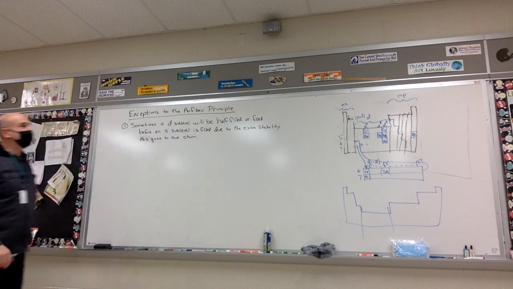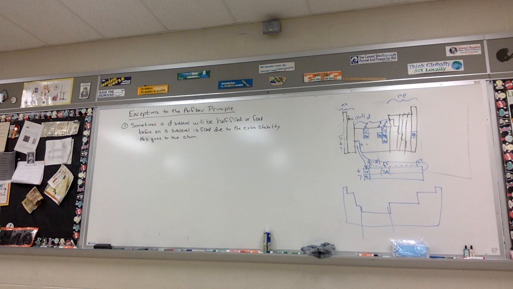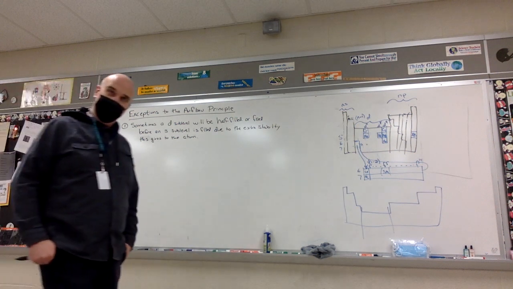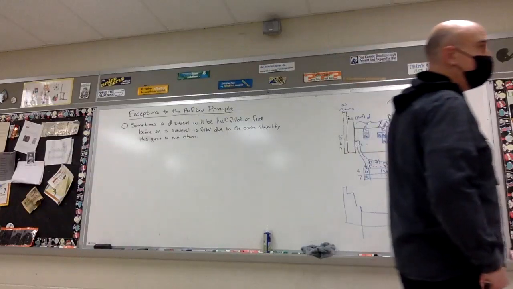All right, so the first exception to the Aufbau principle that we're going to take a look at: sometimes a d sublevel will become half filled or filled before an s sublevel is filled, due to the extra stability. Filled and half filled sublevels make the atom a little extra stable. And because of this, if it makes it stable enough, it'll actually defy the Aufbau principle in how the electrons are filling in around the nucleus.